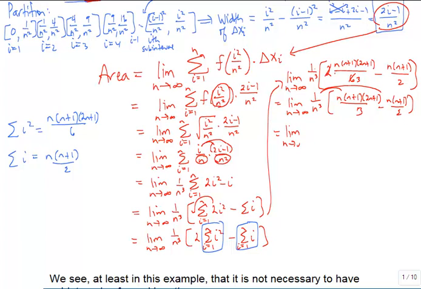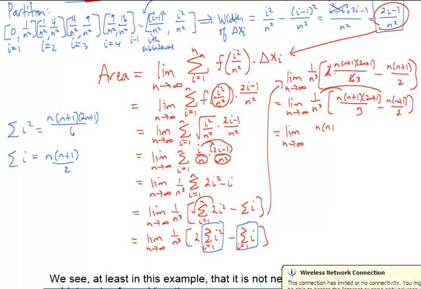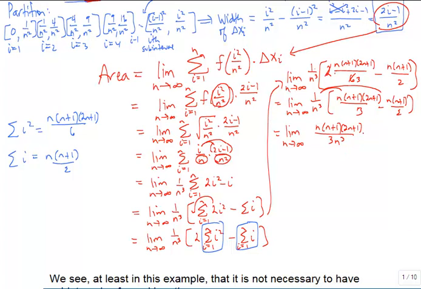Then we should be able to take our limits. So I'm going to leave that numerator n times n plus 1 times 2n plus 1, but the bottom becomes 3n cubed. And then when I distribute to this second fraction, the top is n times n plus 1, and the bottom is 2n cubed. Now we're ready to take our limit.